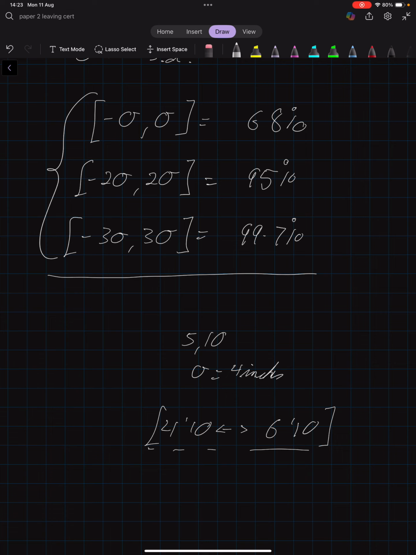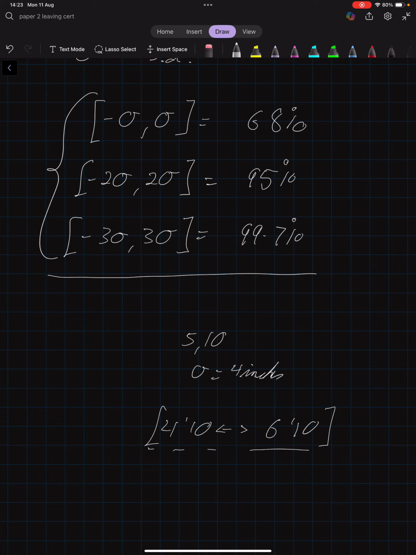So height would be quite narrowly spread. If your average height is 5'10", the standard deviation is quite small. 4 inches is quite small compared to 5'10". So other things might have quite a large standard deviation.